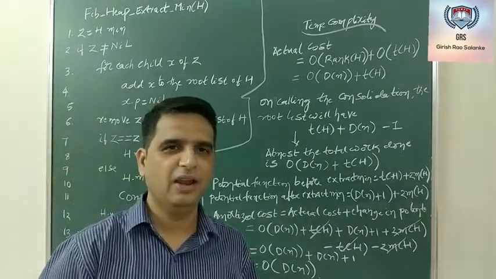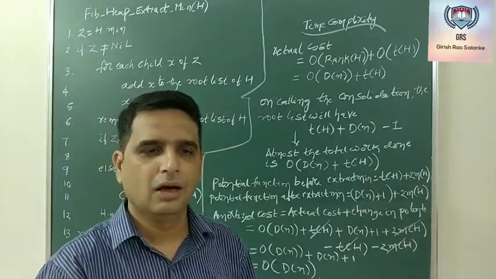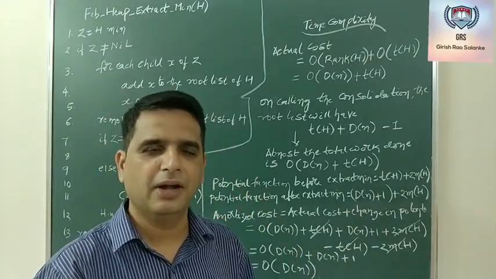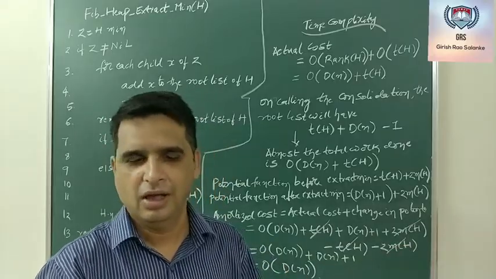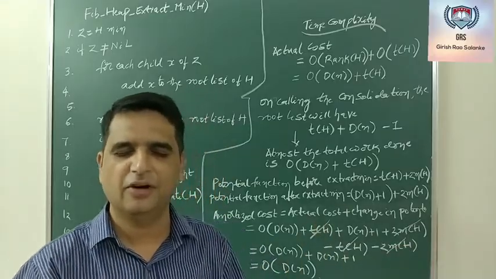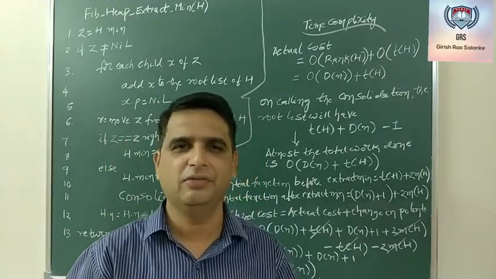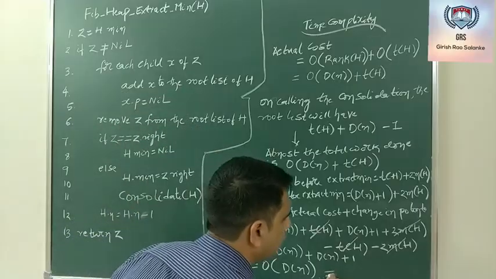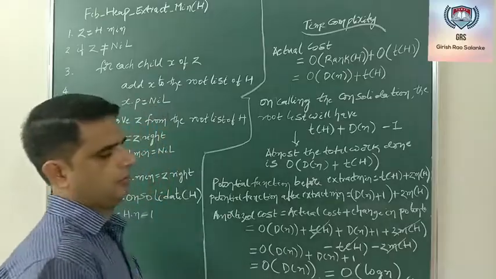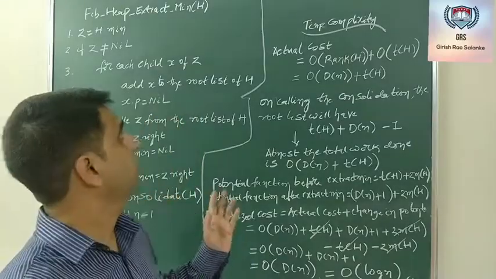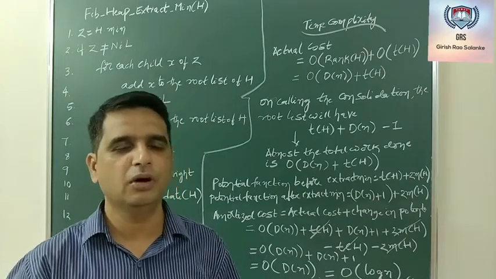Now what is d of n? d of n is nothing but the number of children that the deleted node has. You need to go through all the trees in the root list. This is nothing but the height of the tree, which is log n. So this is order of log n. So this was clear. This was about the extract min operation. Now we'll move on to the next operation.